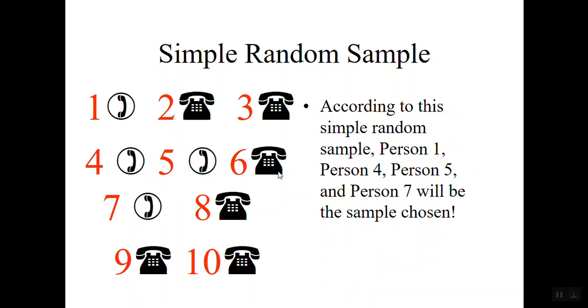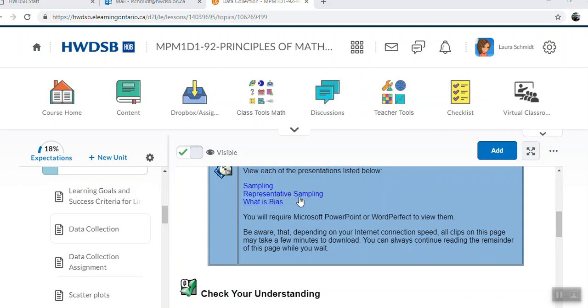This is just showing that according to this person, 1, 4, 5, and 7 will be chosen at random. And that's the end of that one. Okay, representative sampling.